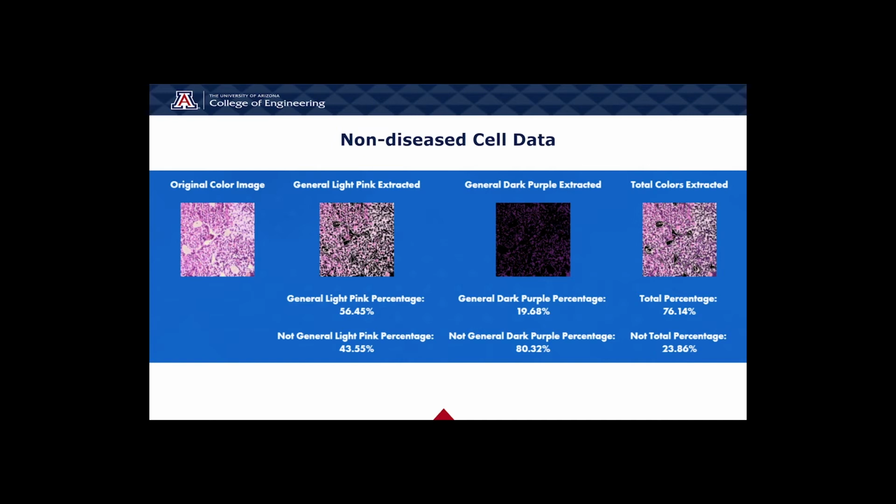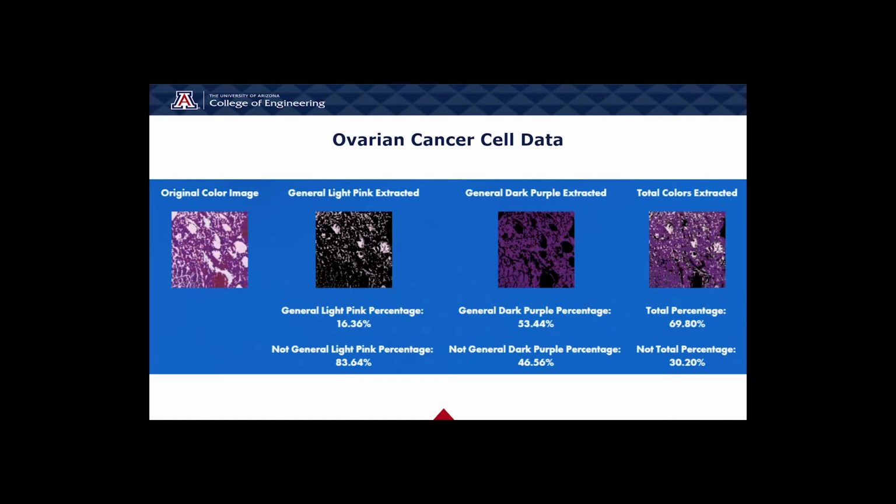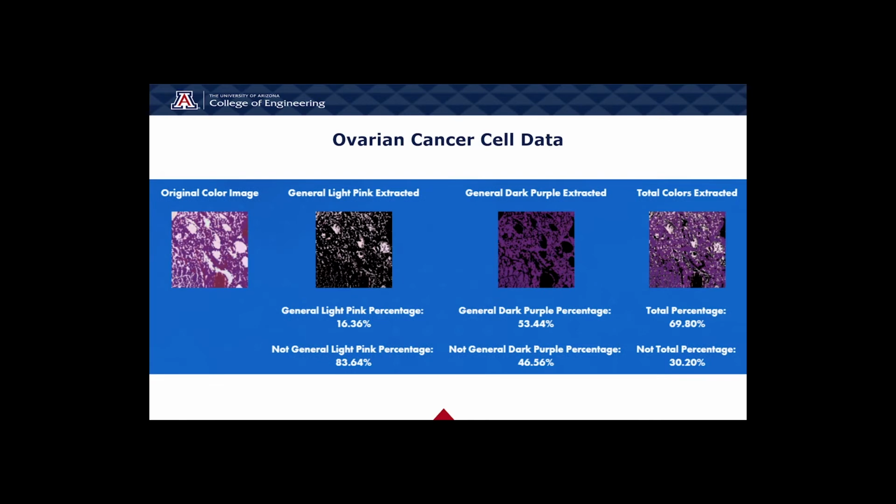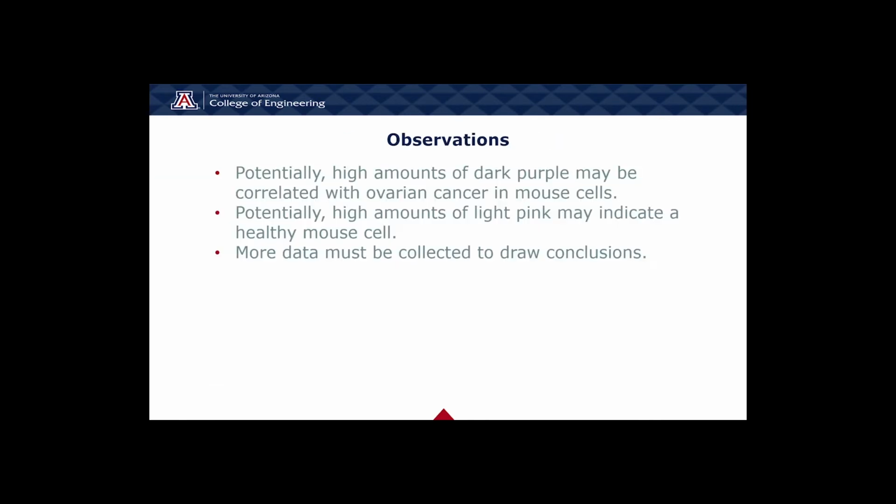If we compare this to data from the analysis of the non-diseased cell, we can see 19.68% of the pixels are dark purple in the healthy cell, which is far less than that for the cancerous cell. We can also see far more light pink with 56.45% of the pixels compared to the 16.36% in the diseased cell. This data potentially indicates that a higher presence of light pink indicates a healthier mouse cell, and a higher presence of dark purple indicates a cancerous mouse cell.